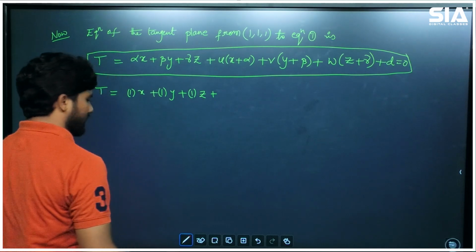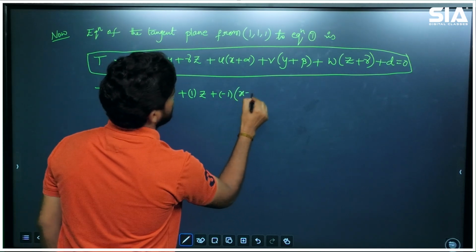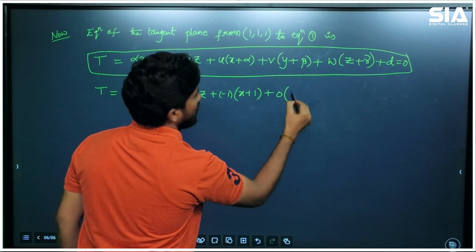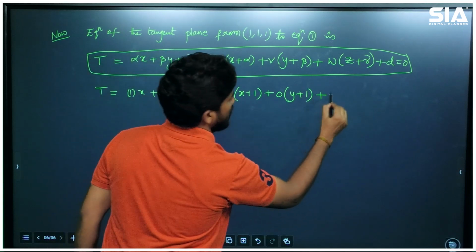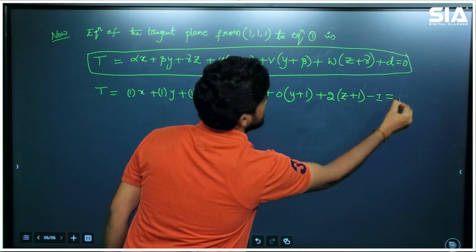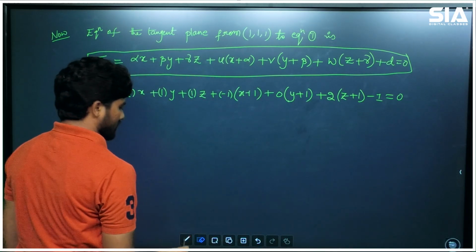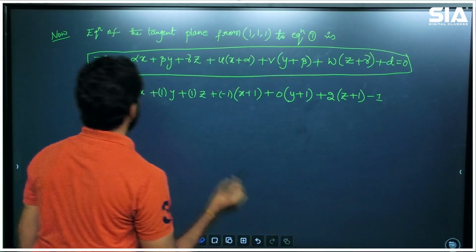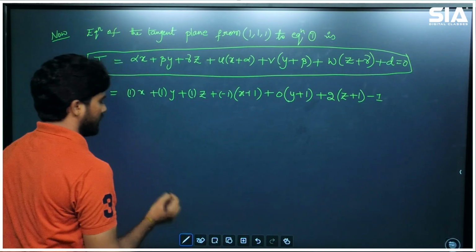Okay, in the previous slide we have u is equal to minus 1, so u is minus 1, x plus alpha value 1, and what is the v value? 0, y plus beta value 1, what is the w value? 2, okay, 2 into z plus 1, minus 1, d is equal to minus 1. Don't write equal to 0, just take it as capital T. In the general formula we can write equal to 0, but here don't.